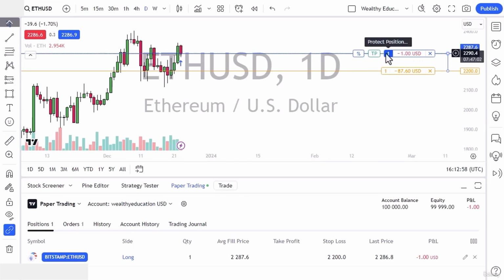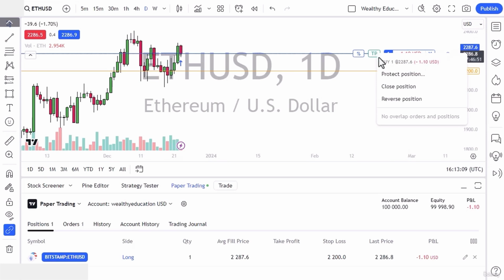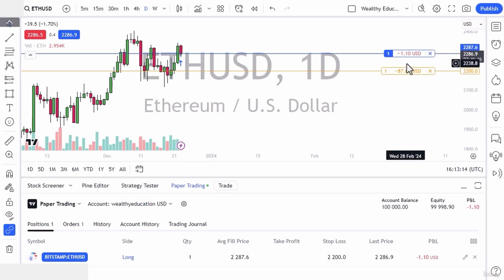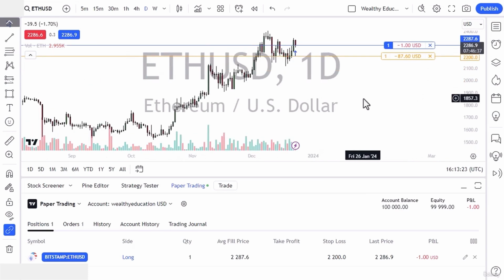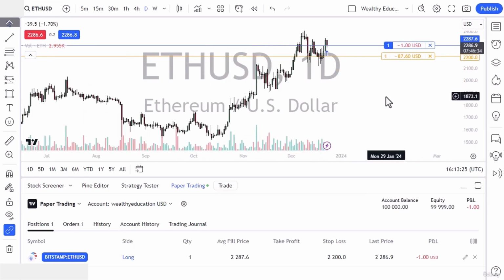You'll notice over here on the price, you can add take profit. You can reverse position. So let's add a take profit. Protect position, close position. You can do all of that off of this little thing over here. And then if you hit X, it'll literally just close out the position for you. So you can see how handy this is. And in this case, I'm down $1, but not really. It's not a real dollar.